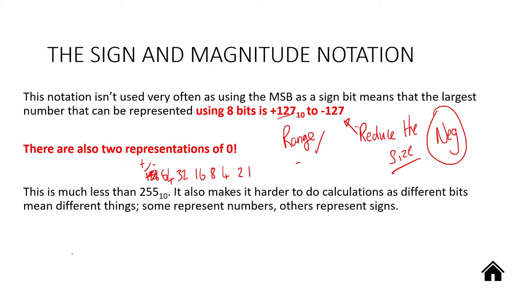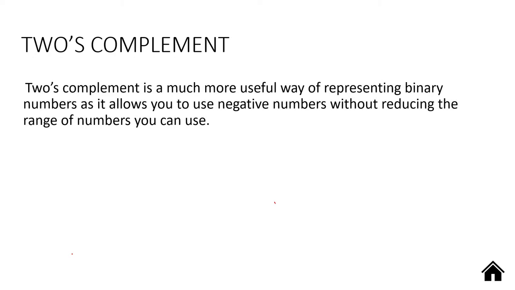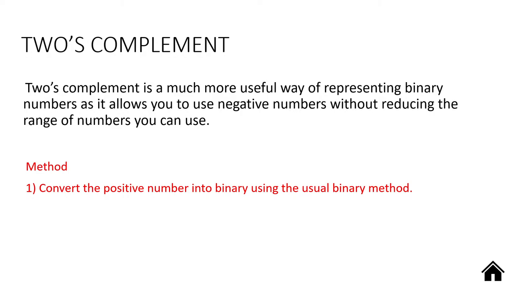So what we do is our de facto default is two's complement. Two's complement is much more useful because it allows you to use negative numbers without reducing the range. So the method is, there are two methods of two's complement, by the way. We normally teach one method because they both do the same thing. A lot of students get confused with the second one. But this is the main one that we teach.